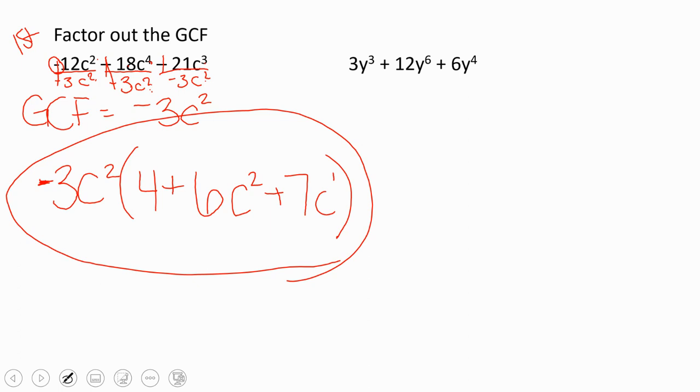All right, the next one. So we have to figure out the GCF for these terms. So the GCF of 3, 12, and 6. The largest number we can divide each of those by is 3. Then we have to look at our variable. Again, you want to pick the smallest exponent for the variable because that's the most amount of y's we can take out of each term. So the smallest exponent is 3. All right, so we're going to divide each of these terms by 3y cubed because that's our GCF.